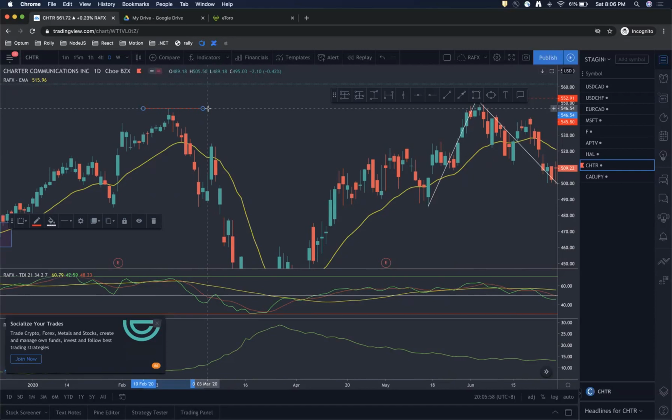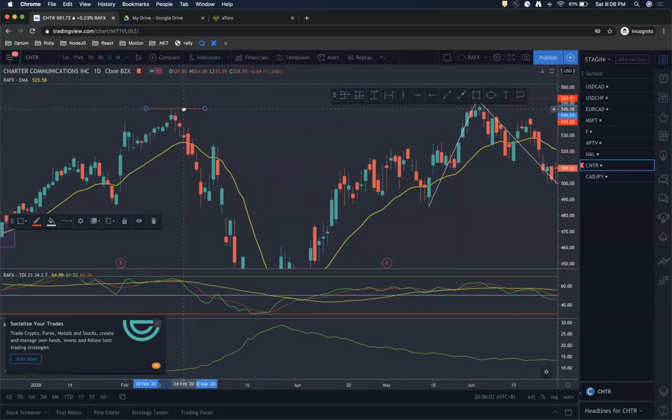Okay? So sa swing low naman, babaliktarin mo lang. Let's find some swing low here.